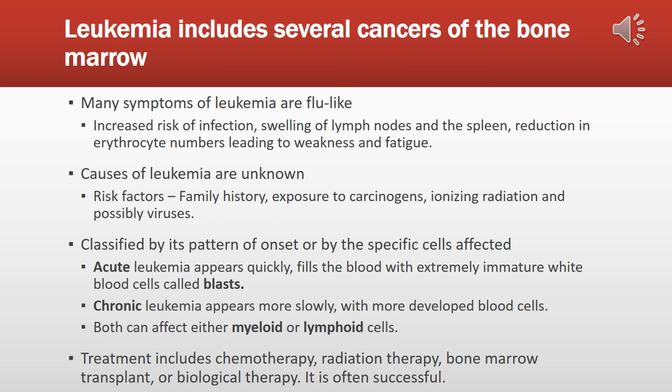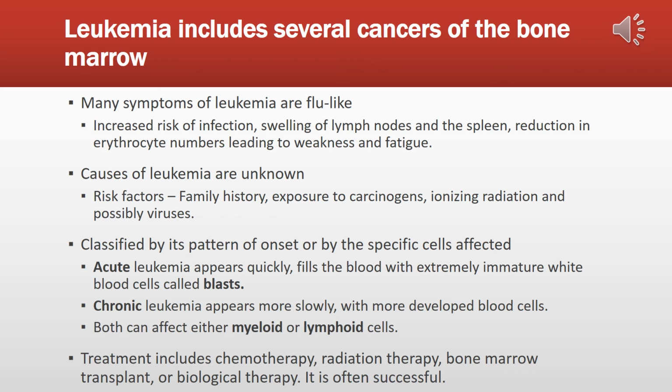Now we're going to talk about a more severe blood disease, leukemia, which is blood cancer. And the symptoms of leukemia are usually flu-like, which means it can be very difficult to diagnose sometimes. And the symptoms include increased risk of infection, swelling of lymph nodes and the spleen, reduction in erythrocyte numbers leading to weakness and fatigue. And another symptom that can lead to a diagnosis of leukemia is bone pain.